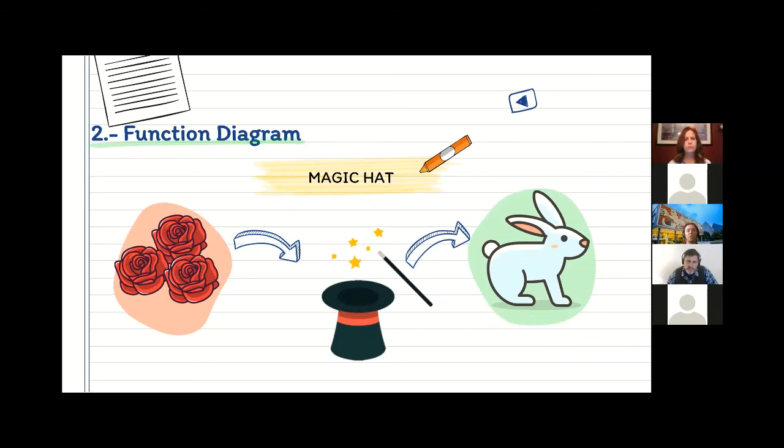Entonces nosotros como audiencia únicamente vemos las rosas y después vemos el conejo, pero no sabemos qué pasó dentro de aquí, que es el sombrero, y que es donde verdaderamente la magia pasa. Entonces, con esta herramienta que es el diagrama de funciones, también conocido como diagrama de la caja negra, lo que nosotros vamos a hacer es meternos en el sombrero de forma que vamos a poder identificar qué es lo que pasa dentro de este sombrero, qué funciones se realizan y cómo es que a partir de 3 rosas podemos obtener un conejo.